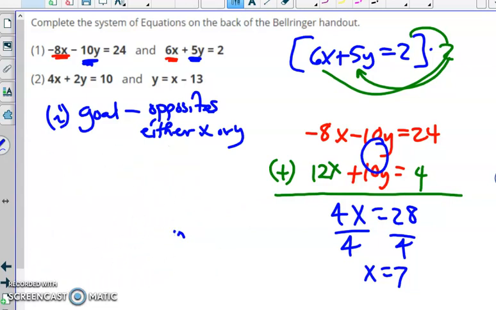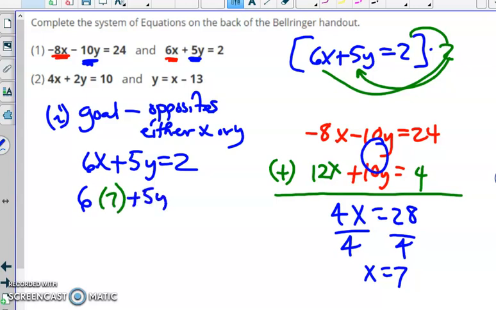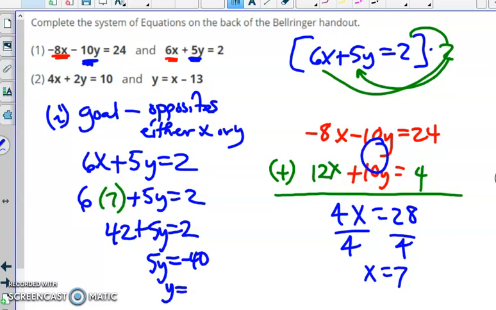To find the y value, which is another part of the solution here, we need to choose one of the equations. I would probably choose the second one since everything is positive. So we're going to replace x with the number 7. So 6 times 7 is 42. Subtract 42 from both sides. 5y will equal negative 40. And then divide by 5, and y ends up being negative 8.